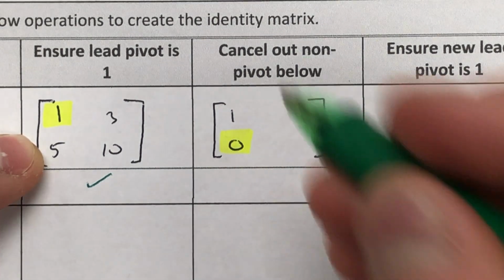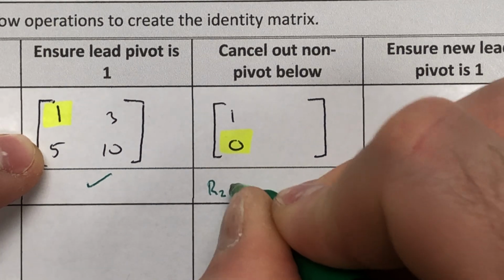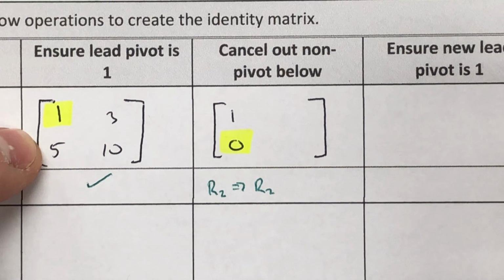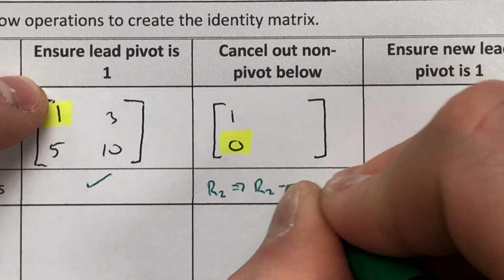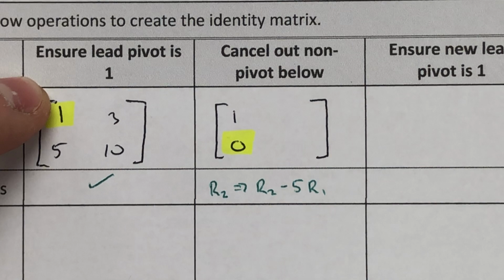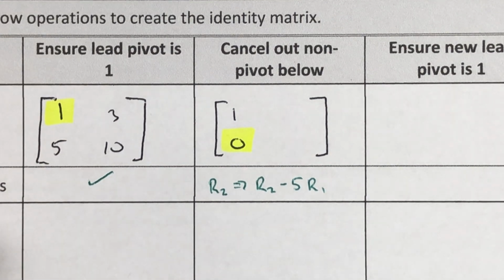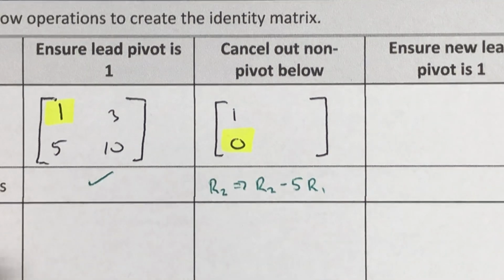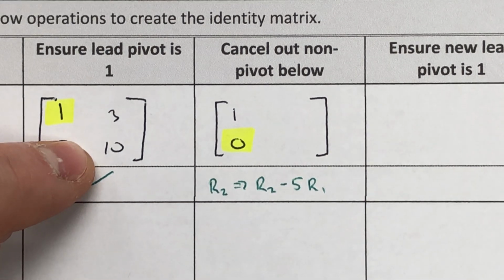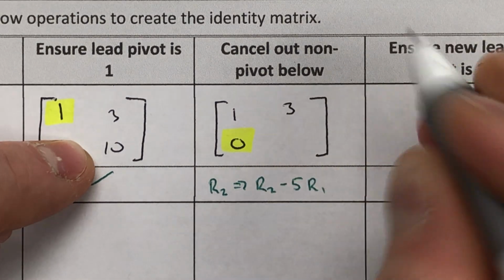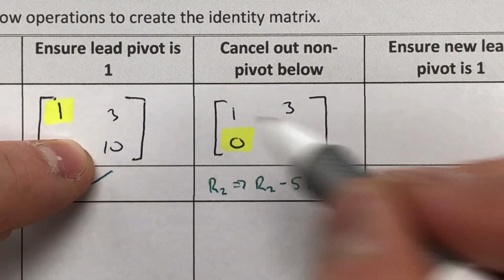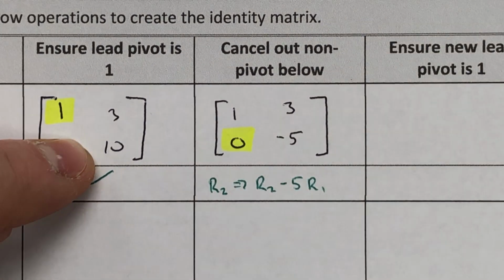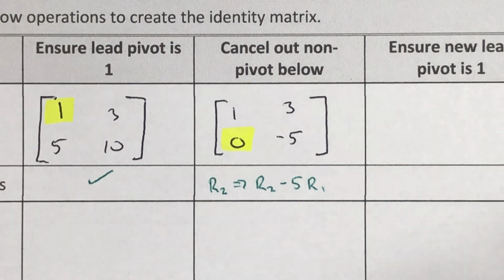Well, first off, I need to write a rule for row 2. I'm going to take row 2, which is currently 5, and subtract 1 from it 5 times. So row 2 becomes row 2 minus 5 of row 1. That's going to allow that 5 to fully cancel out. Now, the problem is that it's going to affect the entire row. So I'm going to have to look at these and say, okay, cool. The first row didn't change, but I do have 10 minus 5 threes. 5 threes is 15, so 10 minus 15 is negative 5. So I canceled out the non-pivot.